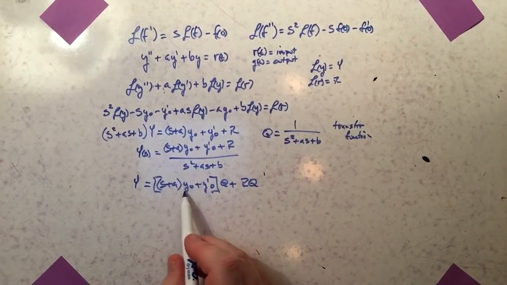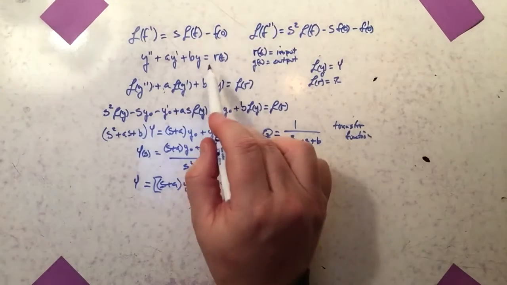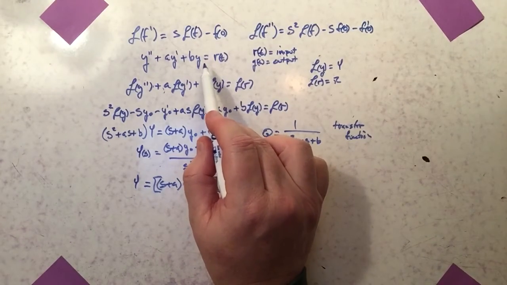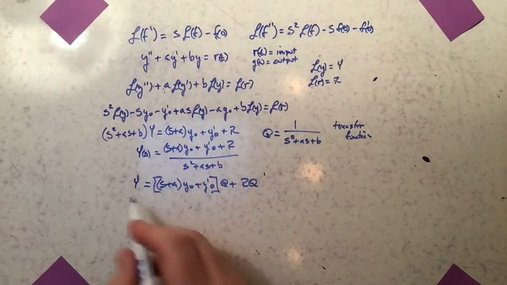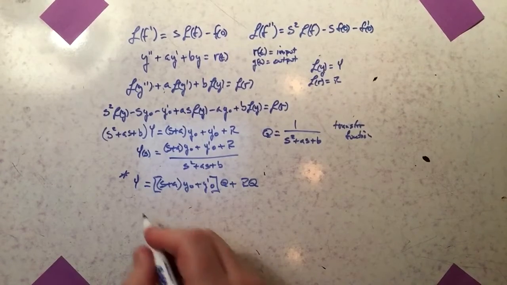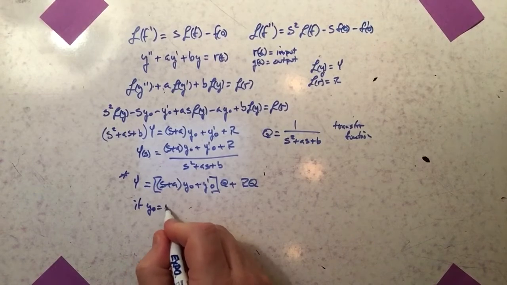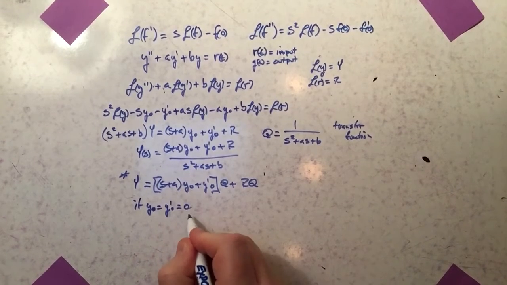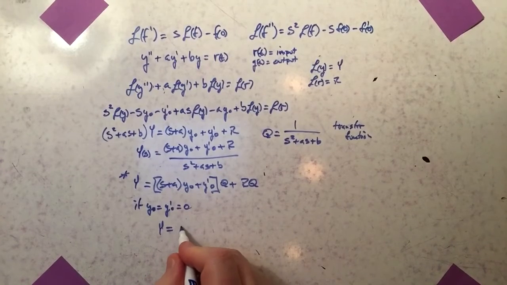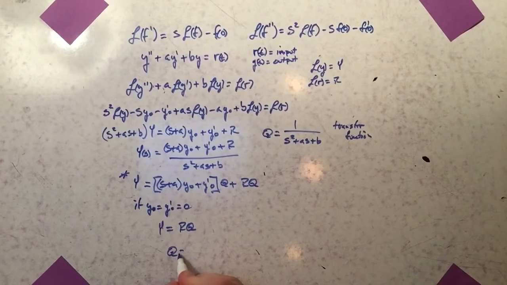In the unique case where y naught and y prime naught are 0, and that's super common, we very often run into initial conditions for second order equations that are those conditions. They don't have to be. This actually is our general algebraic solution, but it could turn out to be simpler if y naught is equal to y prime of naught is equal to 0. Then y is just equal to rq. And because of that, that means q is then equal to y over r.